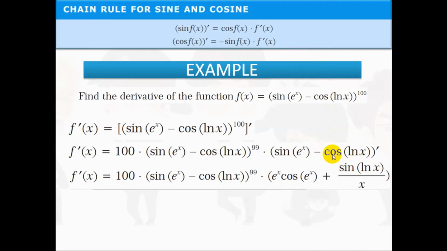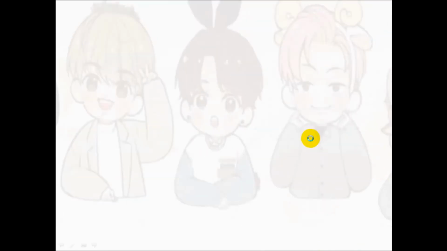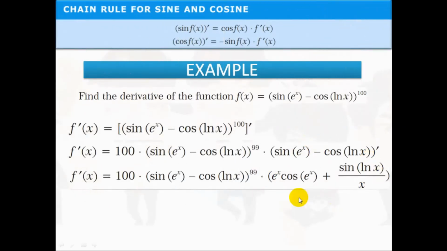The first derivative of cos is minus sine, so here we get the positive. And then ln x is the same, times f prime x. Here we know that the first derivative of ln x is 1 over x. So we get this function.